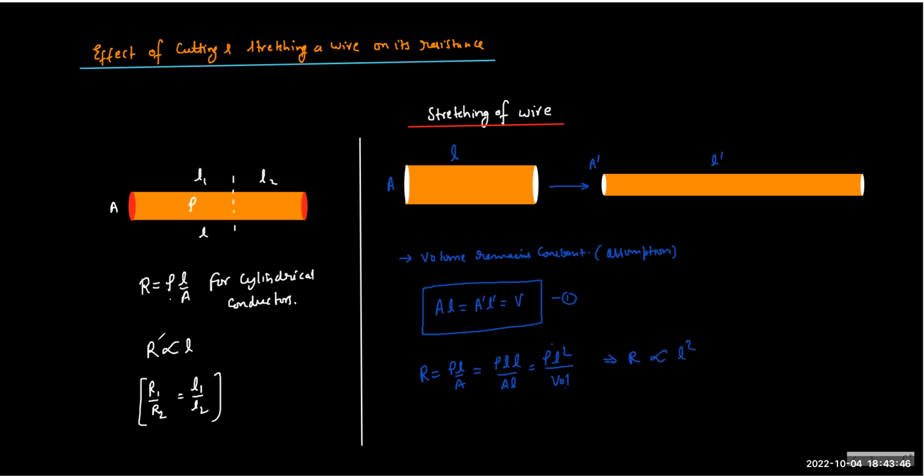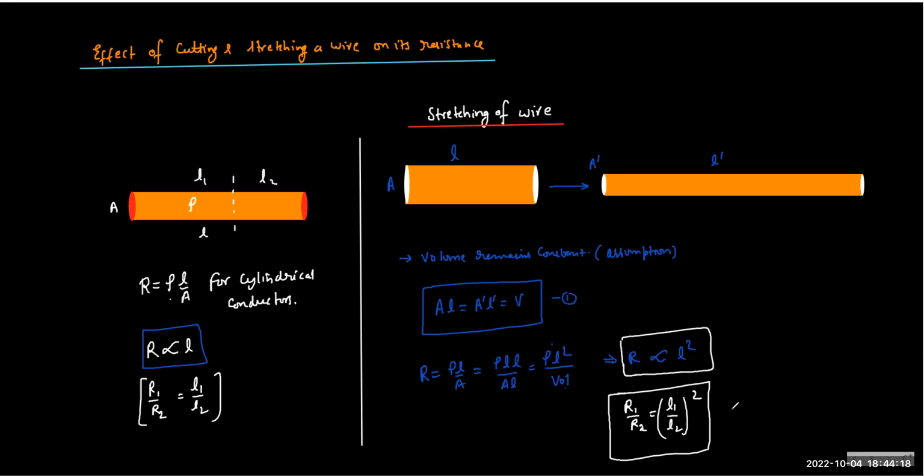Now look at the difference. In cutting, R is proportional to L, but in stretching, R is proportional to L square. So when you stretch to twice its initial length, the resistance becomes 4 times. That's pretty much obvious. Don't expect such a question in any examination. It may be part of some intermediate calculation, but this won't be a full question.